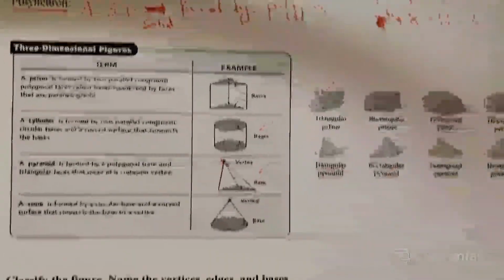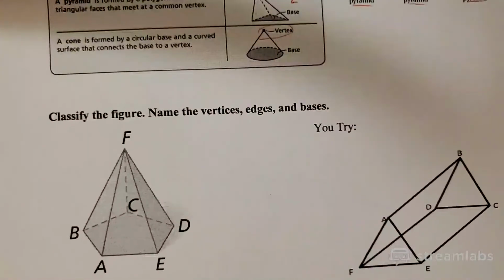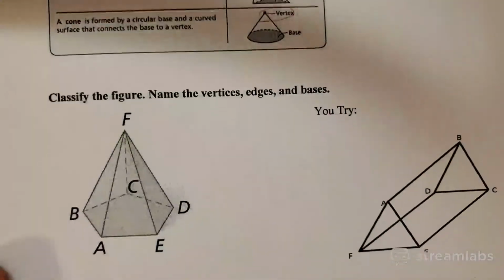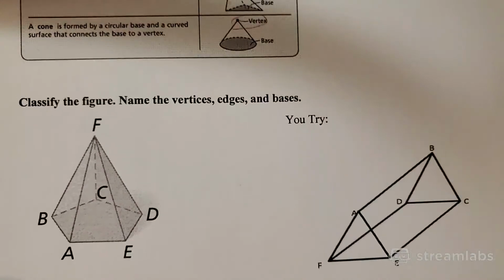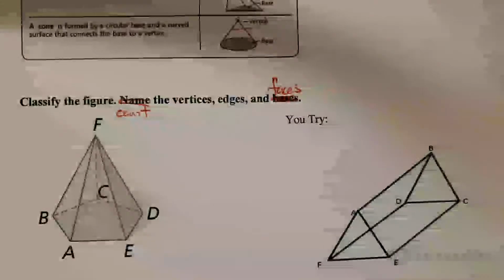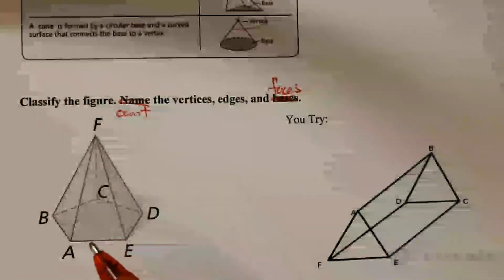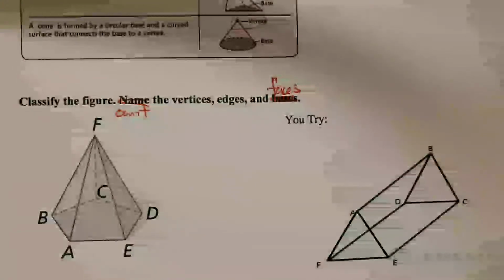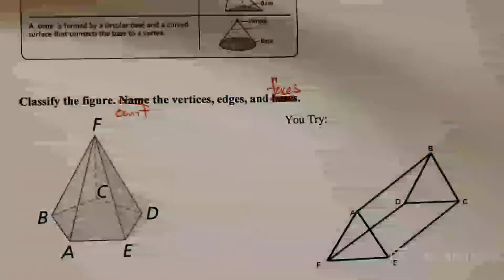So let's look down here. So classify the figures, all right? And they say name the vertices, but let's not name it, okay? Let's count. Count how many, and instead of looking at bases, let's look at faces, okay? Number of faces. So first of all, let's identify what is this polyhedron's name? What kind of polyhedron is this?